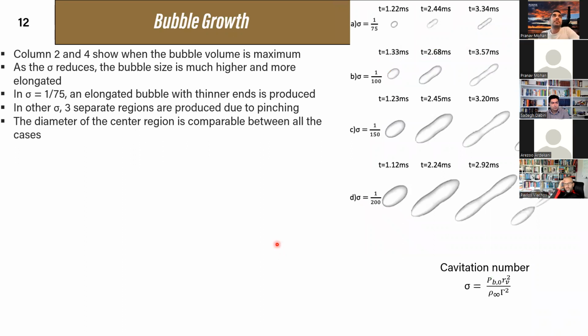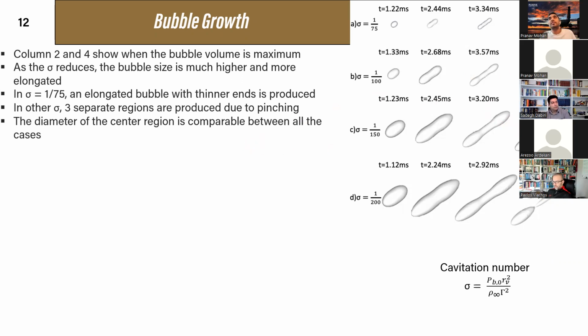Then we also look at the shape of the bubble, which is plotted in this graph here. We see that column 2 and column 4 here are at a time where the bubble volume is the maximum. So when we do that, we observe that at the second oscillation maximum, for this particular cavitation number of 1/75, the bubble is still elongated with thinner ends. However, in the other cavitation numbers considered, we observe that there are actually three separate bubbles forming due to the elongation.